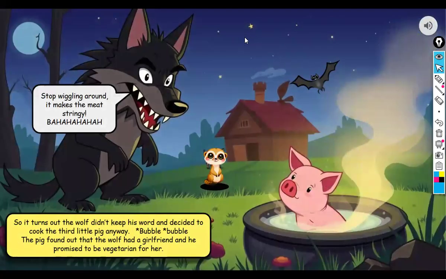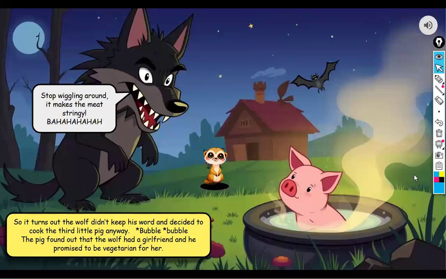All right, so it turns out even though we guessed the correct number, the wolf did not keep his word. Y'all can read what's going on there. It turns out the wolf promised to be vegetarian for his girlfriend. So we need to get a message to her so she can come and stop this, I don't know what you call this, an assassination attempt here.